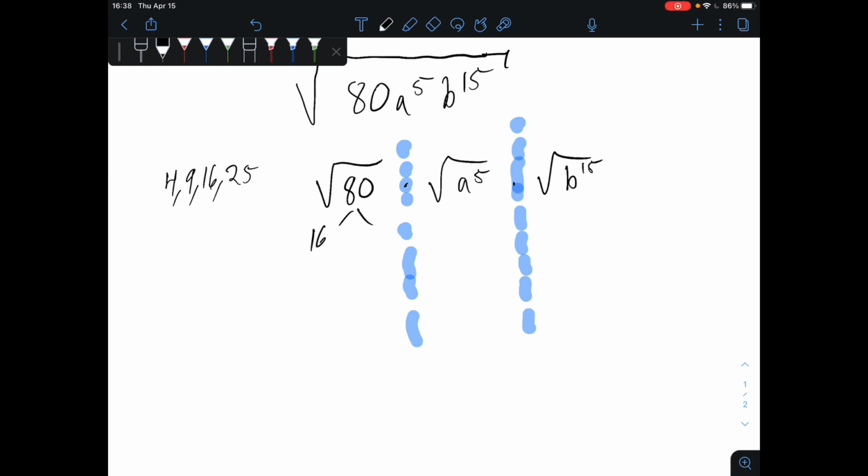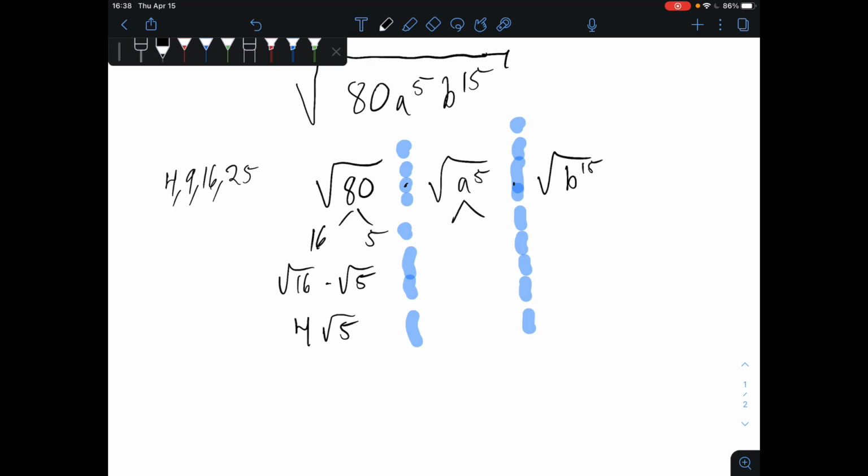So we have 16. Well, let's see if we multiply that by 5. 5 times 16 is 80, yep. That will give us the square root of 16 times the square root of 5. Okay, cool. So we simplified this guy down to 4 square root of 5. Okay, getting somewhere, getting somewhere.